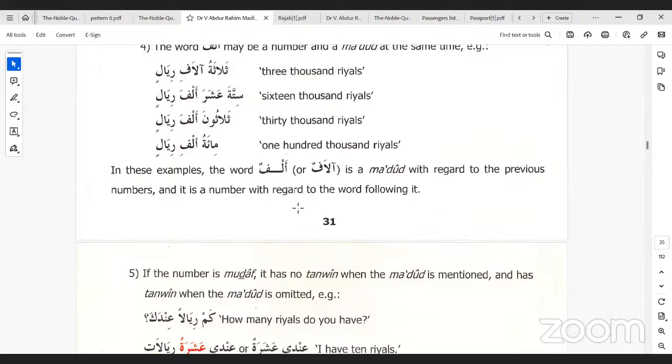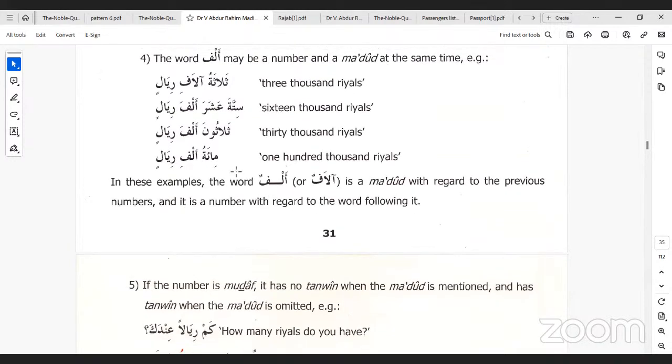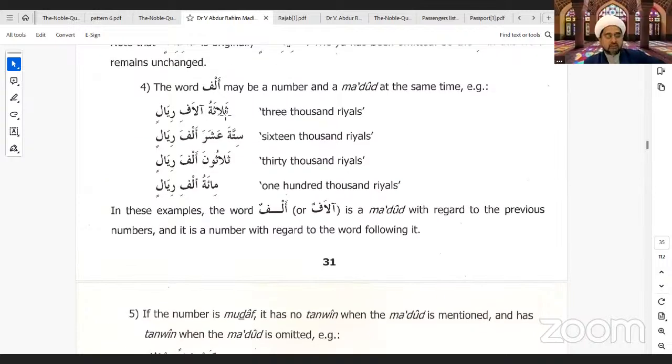So after thalathu, alafi is used. So it's from 3 to 10, 3 to 9, the alaf will come as 1,000, thalathatu alafin. But anything above that, when it's 11, 12, then it will not come as alaf, it will come as alf. Sittata ashar alfa riyalin. Thalathuna alf riyalin. So the singular is used rather than the plural itself.